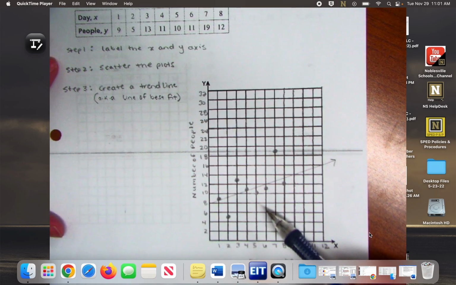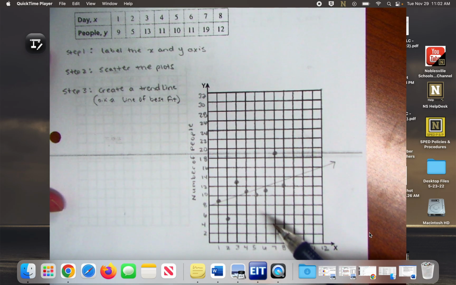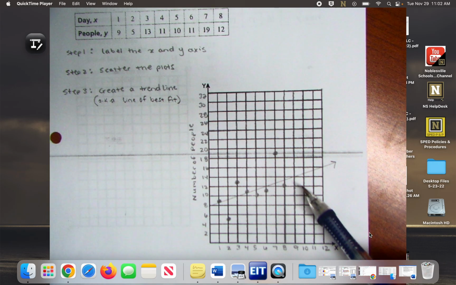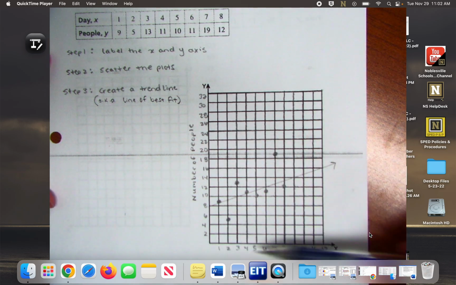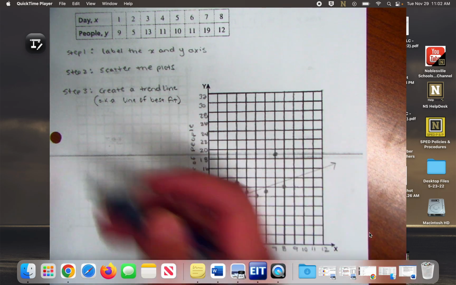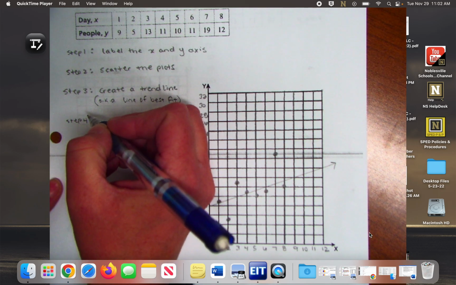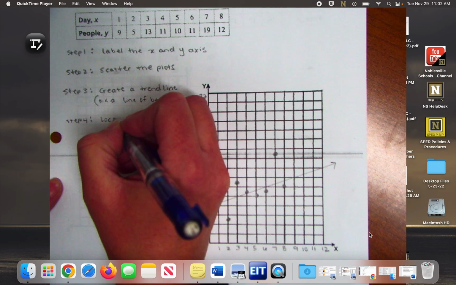Your trend line might not look exactly like mine. So the most difficult part for algebra students to understand with this concept is, as long as your data makes sense with your trend line, you're going to be okay. Yours does not have to match mine perfectly. And you'll get better at this the more we do it. Okay, so we labeled our axes, we scattered our plots, we drew our trend line. Okay, step 4 is to locate 2 perfect intersection points.